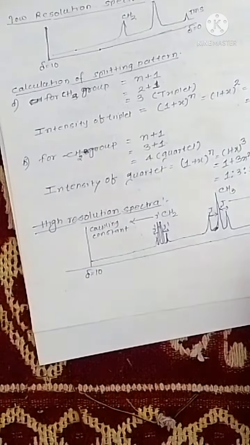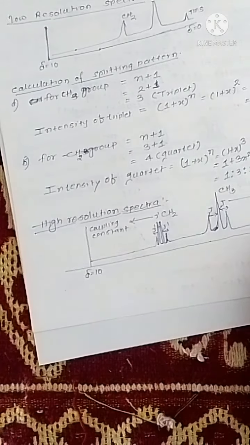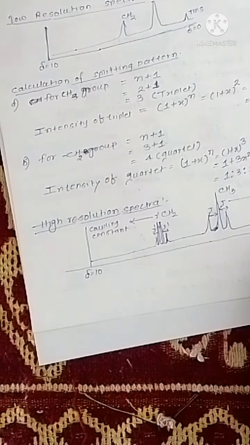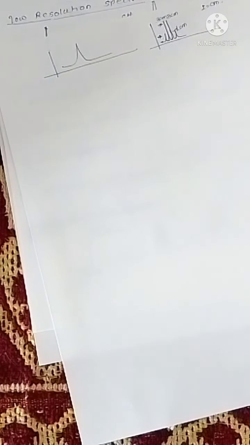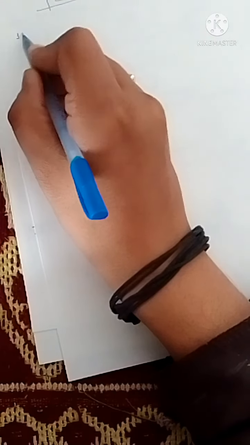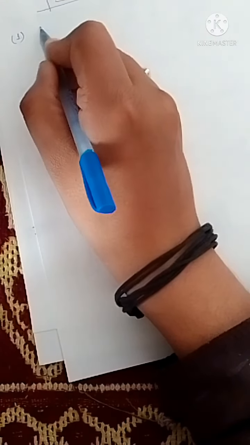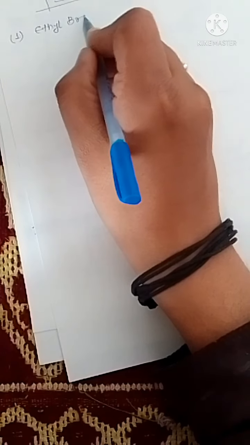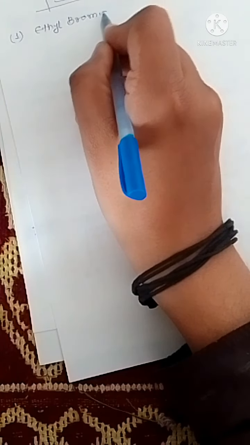So we are now going to see how all these points are applied in the NMR spectrum, that is, the application. This is the most important part. We are going to see how the NMR spectrum is read, or how the information from the NMR spectrum can be calculated.